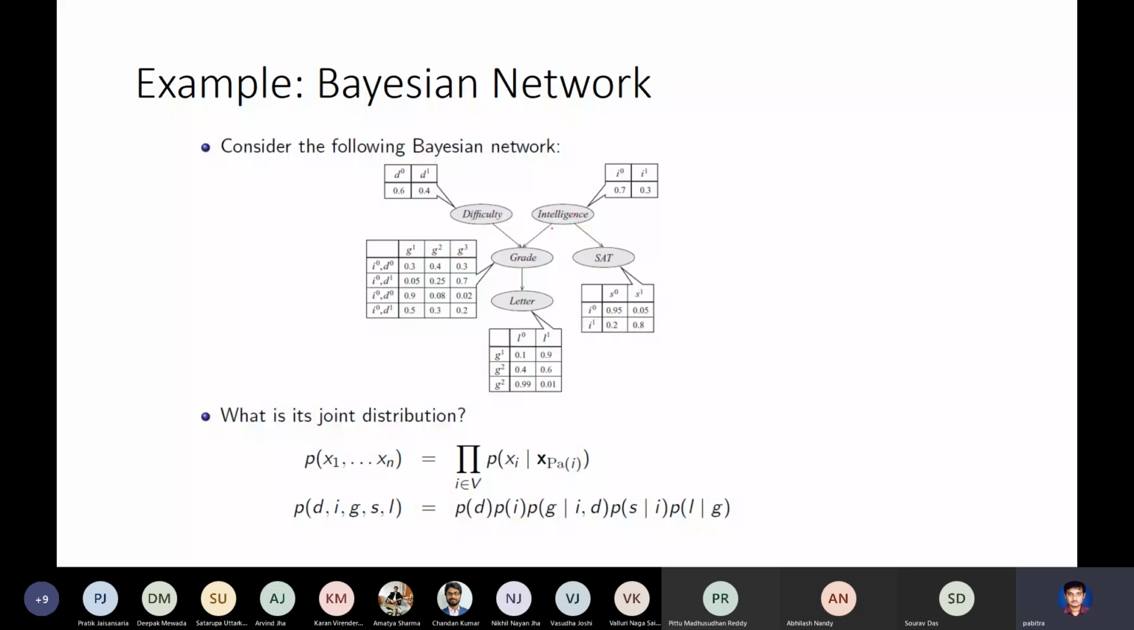There is an intelligence of a student, which is also a random variable. Difficulty is 1 or 0, difficult or not difficult. Intelligence is also smart or dumb, 2 values only. We call them I0 and I1. Similarly, difficulty we call D0 and D1, these 2 possible values. And there is a grade that a particular student gets in the course. Grade has 3 possible values, let's say G1, G2, and G3.